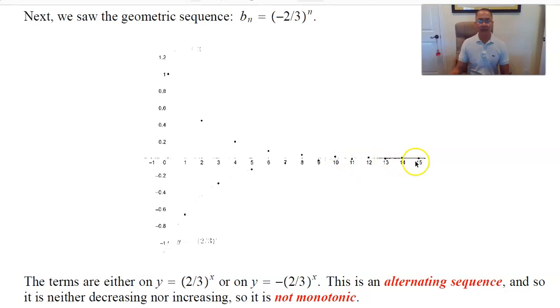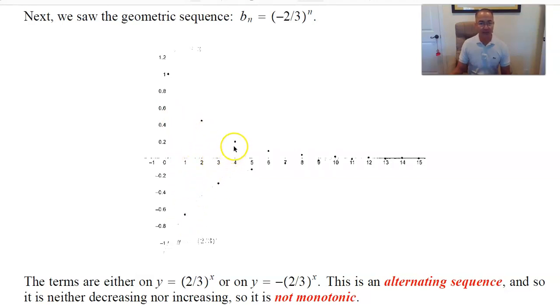So it looks like the sequence does converge. We know that because this base is between -1 and 1. But this time it's no longer monotonic decreasing or monotonic increasing. You might be fooled into believing, oh, but it's going down. But no. From here, you go down to here, and then you go up here.